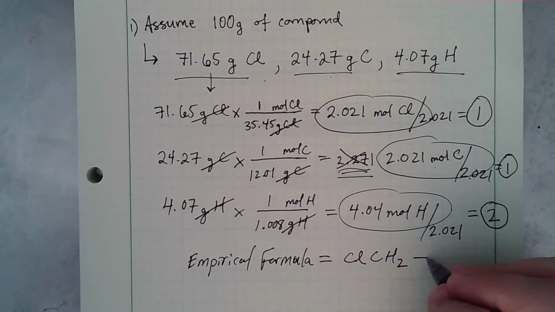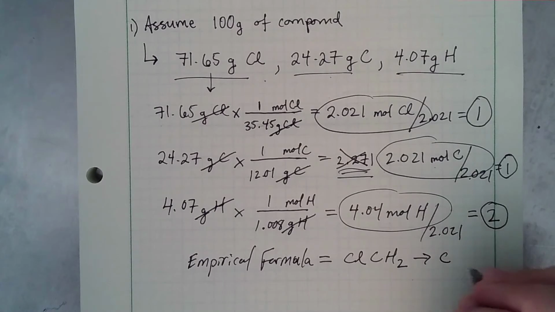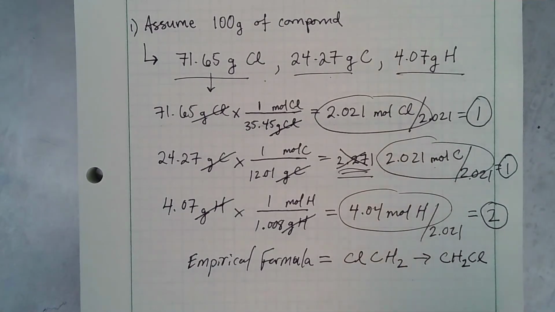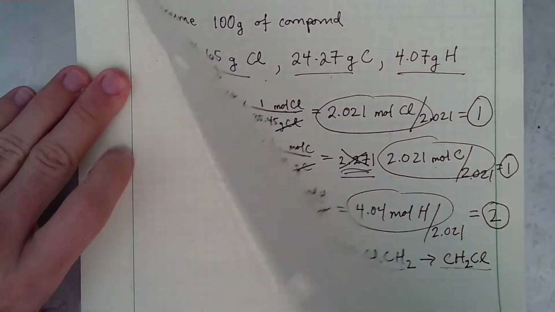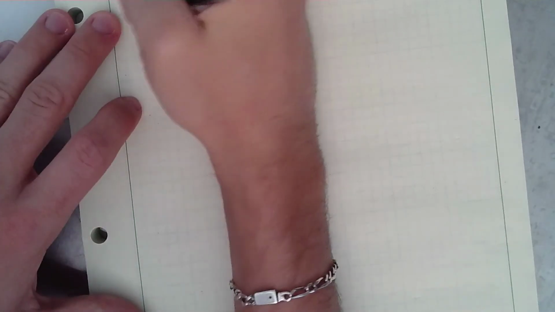You could maybe rearrange this to be a little bit prettier. Carbon usually comes first, then hydrogen, and then chlorine. But that's not super important. Either of these is technically correct. Let me go to a new page. I will transfer over that empirical formula, CH2Cl.